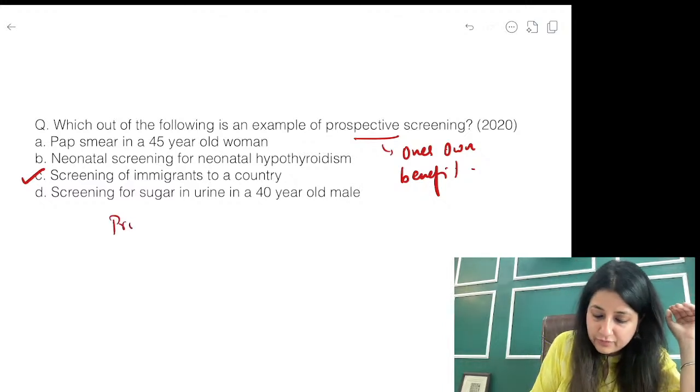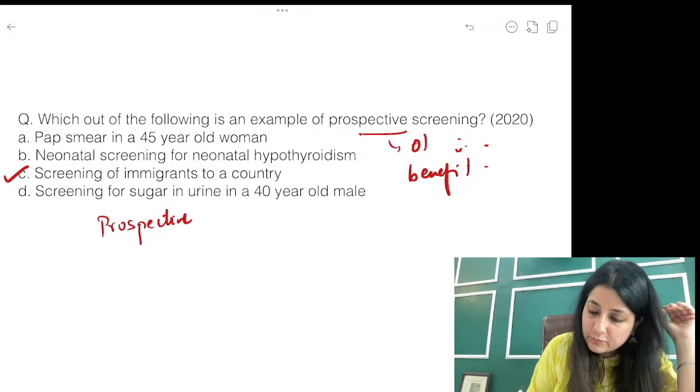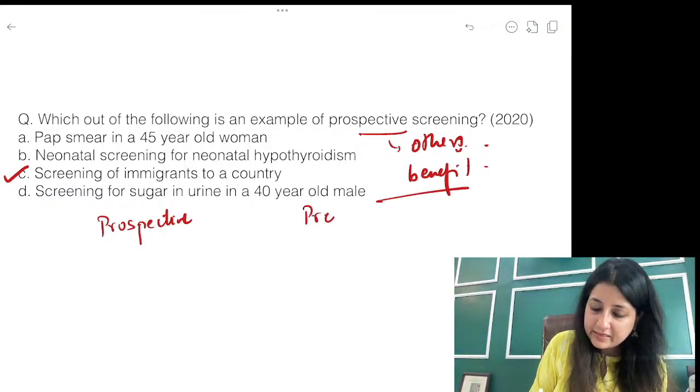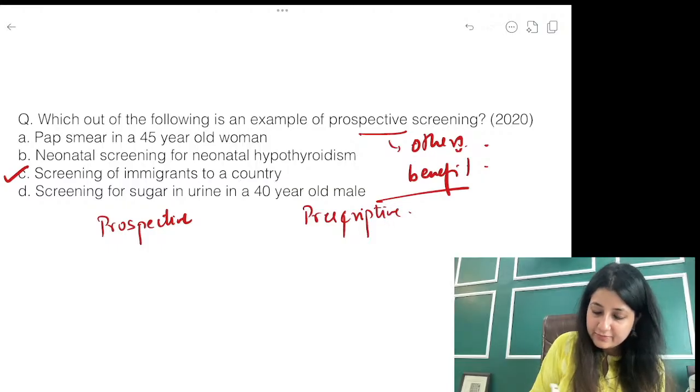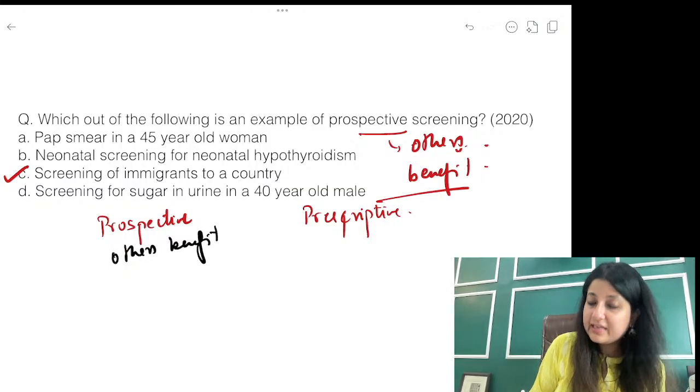Now there are two types of screening. If you remember guys, there is prospective screening, where we are talking about others' benefit. Prospective screening is done for others' benefit, and there is another screening, prescriptive screening. Prescriptive screening is done for one's own benefit.